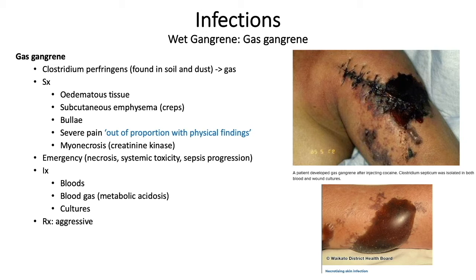In terms of investigations, as mentioned previously, blood tests should be done, clotting, CRP and cultures. Blood gases are also useful to check for metabolic acidosis. Imaging can sometimes be used, so for example X-ray, CT or MRI to see gas within the tissue or extent of damage to other tissues. Because this is an emergency, it needs aggressive treatment, and I'll go over some of those treatments in the next couple of slides.